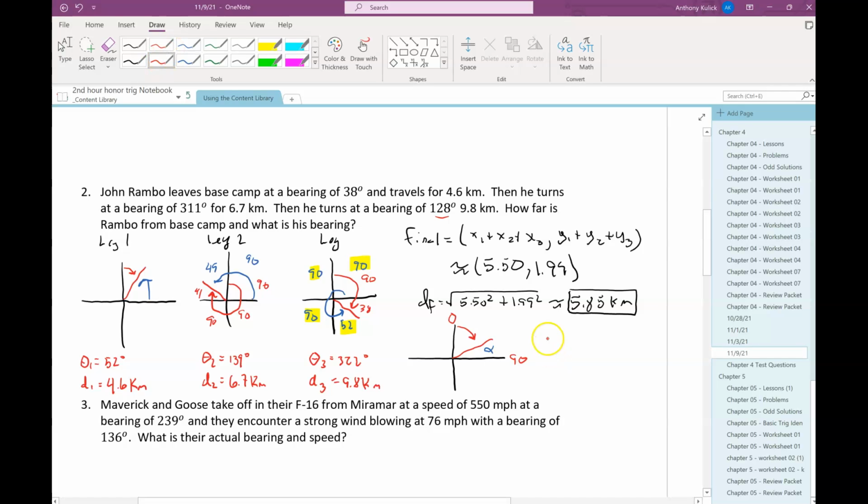So my bearing should be 90 minus alpha, because the last piece that we crossed was the vertical. Is that cool? Yeah. Okay, just like we did before. And the alpha is always going to be the tan inverse of absolute value y final divided by x final.